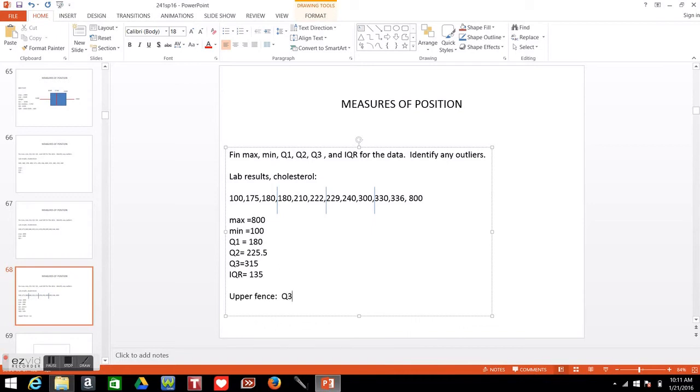And the upper fence, okay, the formula, as from the previous slide, is the third quartile plus 1.5 times the IQR, okay? Now, that's always the formula, so it's always 1.5, okay? So that's going to be 315 plus 1.5 times 135.